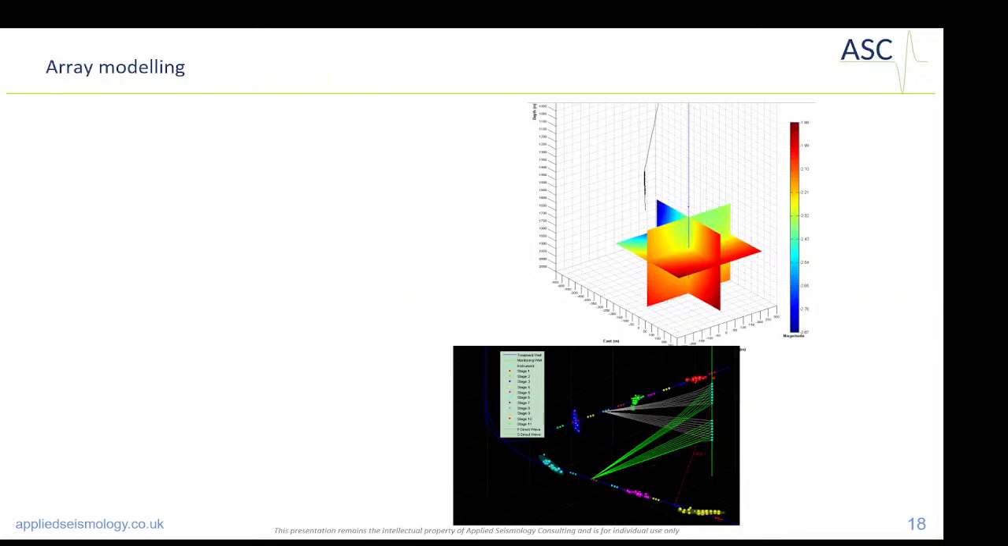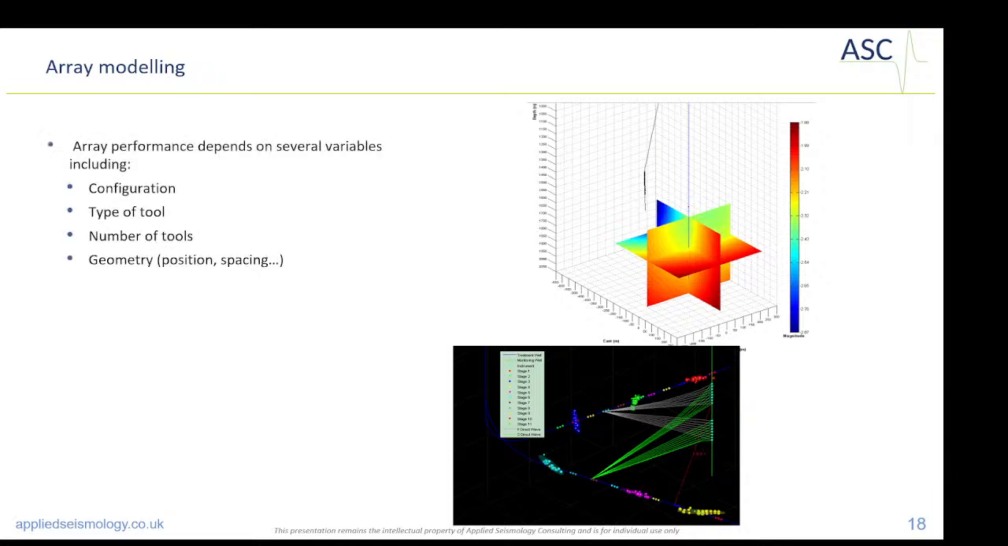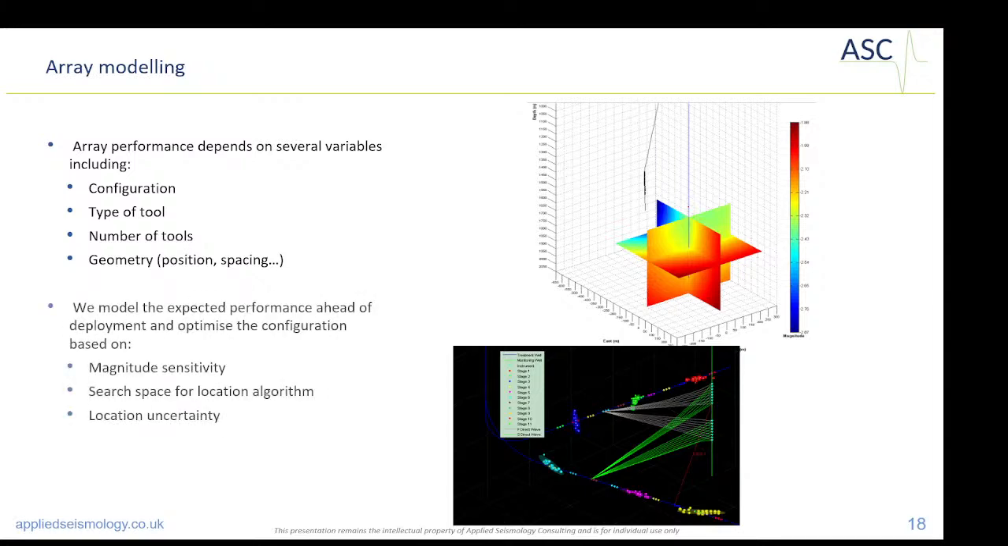Okay, so this is going to show what is the typical exercise that we do, which would be modeling the performance of our array. And what can we model? Well, we can model the type of tool that we have, we can model the configuration, that will be the geometry basically of our tools, the number of tools, and where do we position them. And in the model, we typically work with producing the magnitude threshold, that is the smallest magnitude event that we can detect with our array. What would be the shape of our residual if we want our location algorithm to perform well, and what is the estimated location uncertainty.